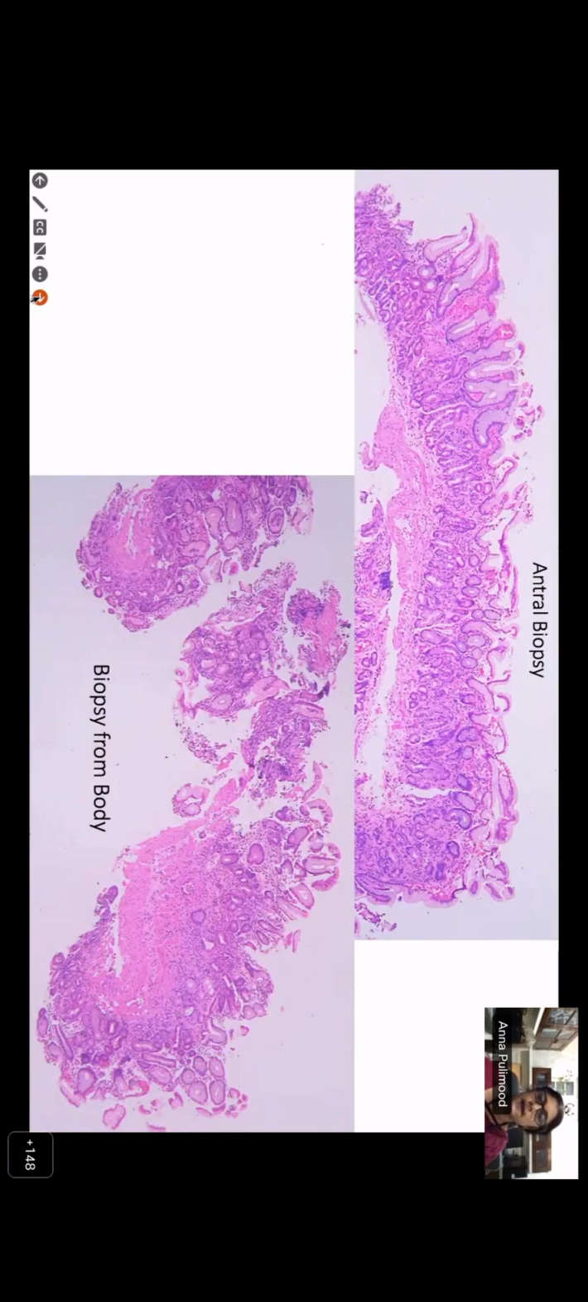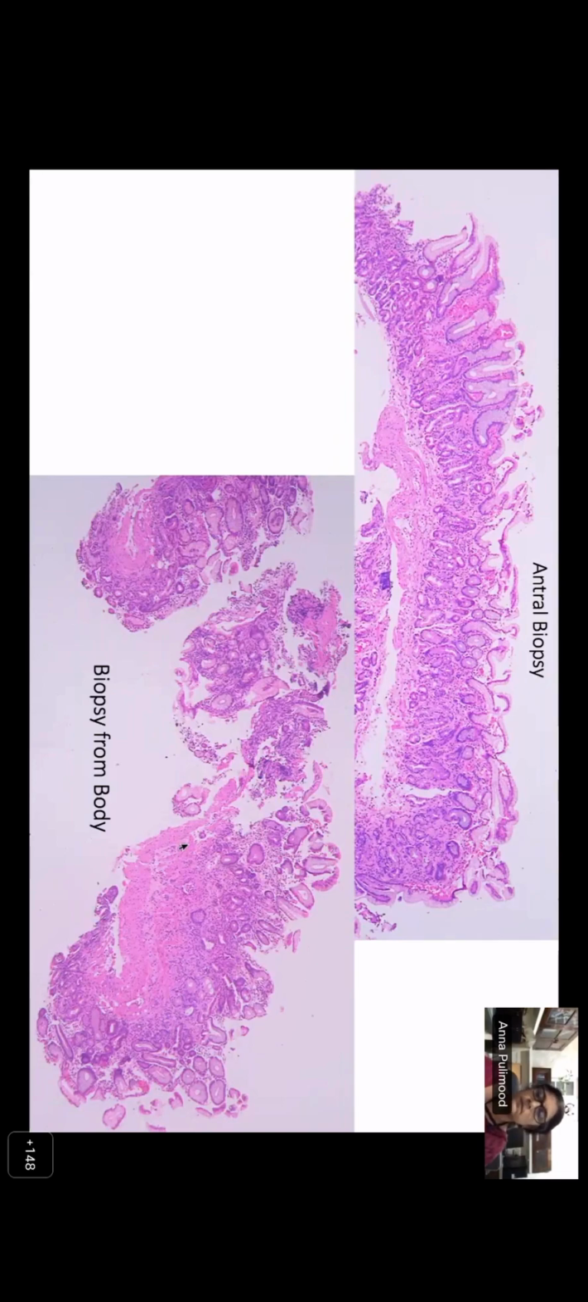Okay, so there's an antral biopsy and then biopsies from the body. Yes, Rahul, what do you think you're seeing? Yes, ma'am. Antral biopsy. We can see the architecture is normal. We're seeing foveola and glands, but there is inflammatory infiltrates. Mild inflammation here, no? Yes, ma'am. Okay. Now what about the body?